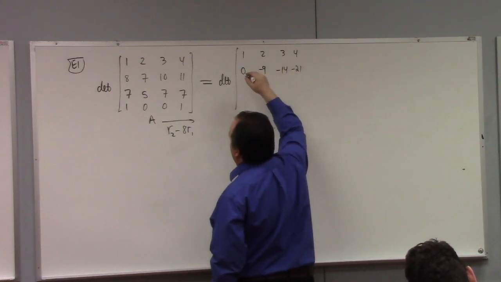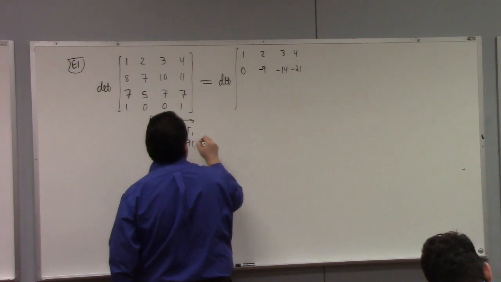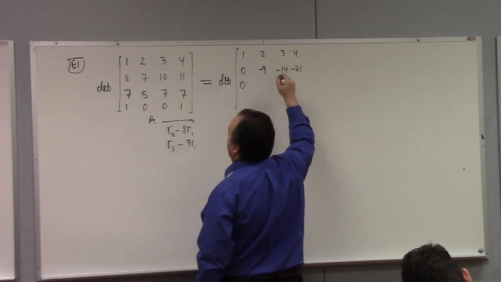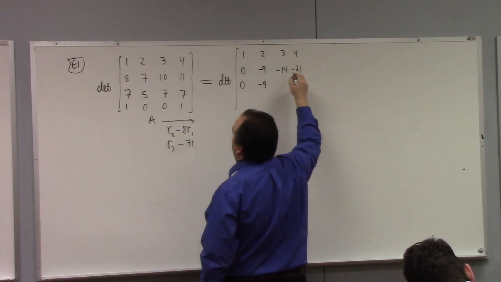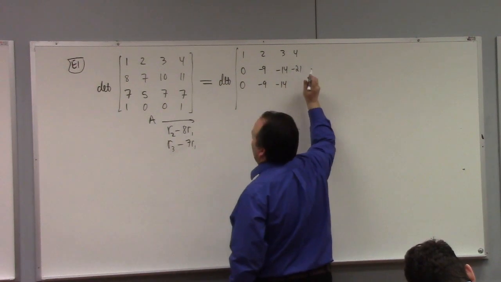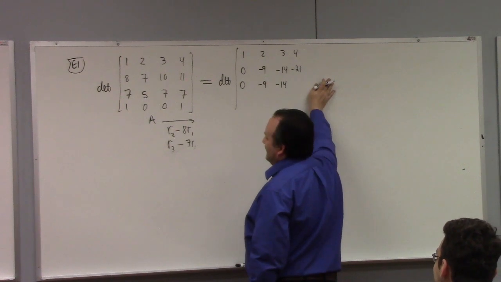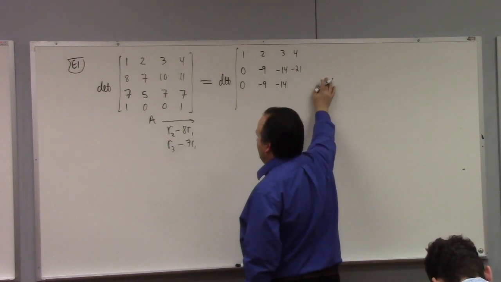And then we'll also do row 3 minus 7 row 1. See what that does for us. That gives us 0, -9. And -21 on the last one. Are you sure? Okay, well, it's working out that way.